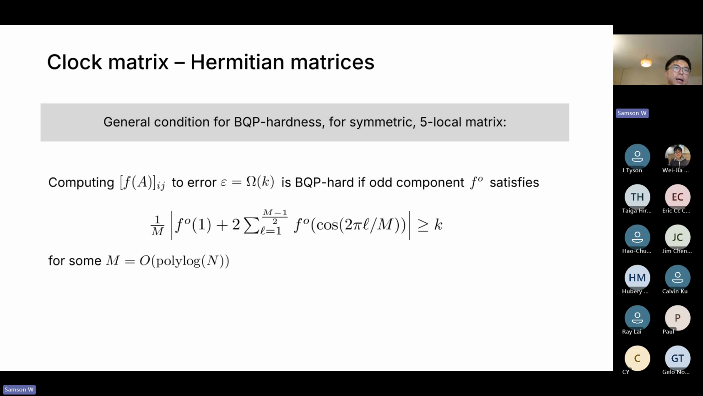And to emphasize again, this is just a scalar condition. You can just check it for whatever function you're interested in and plug it in.